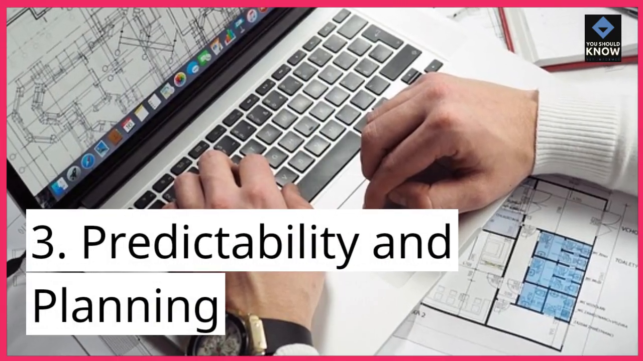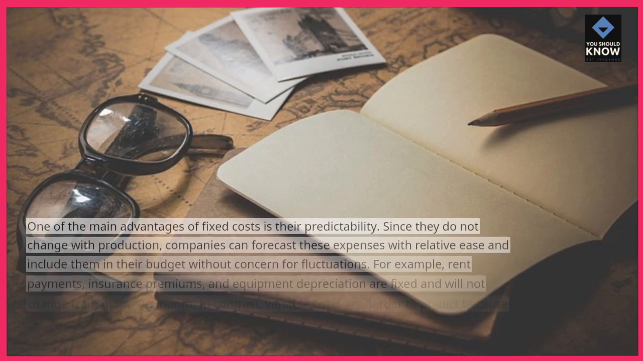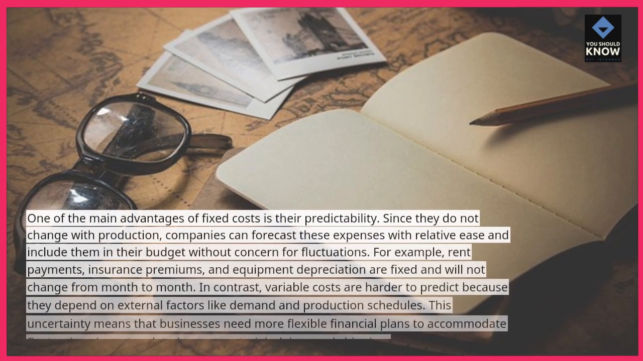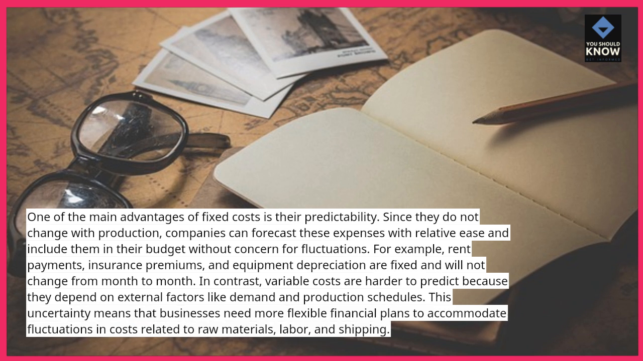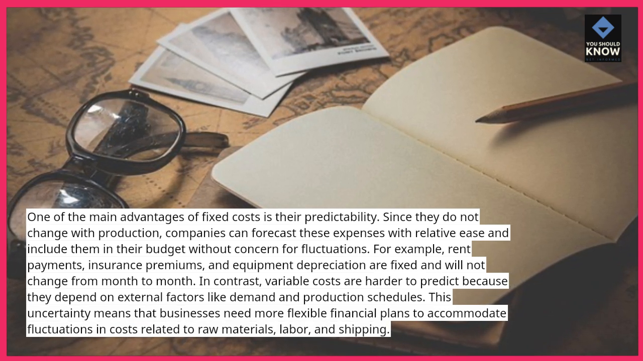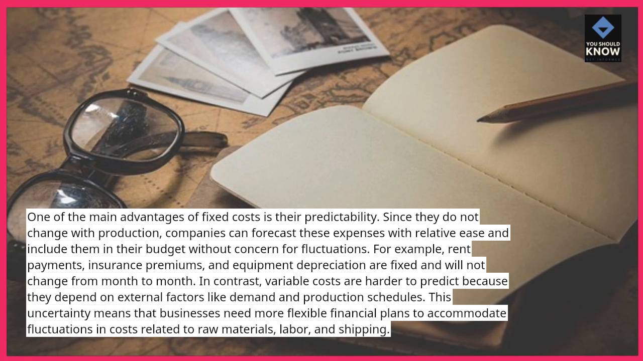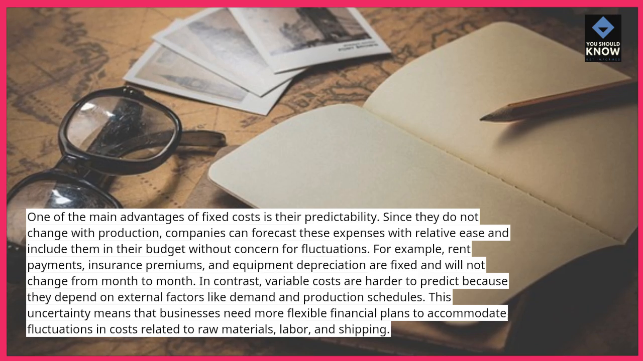3. Predictability and planning. One of the main advantages of fixed costs is their predictability. Since they do not change with production, companies can forecast these expenses with relative ease and include them in their budget without concern for fluctuations. For example, rent payments, insurance premiums, and equipment depreciation are fixed and will not change from month to month.